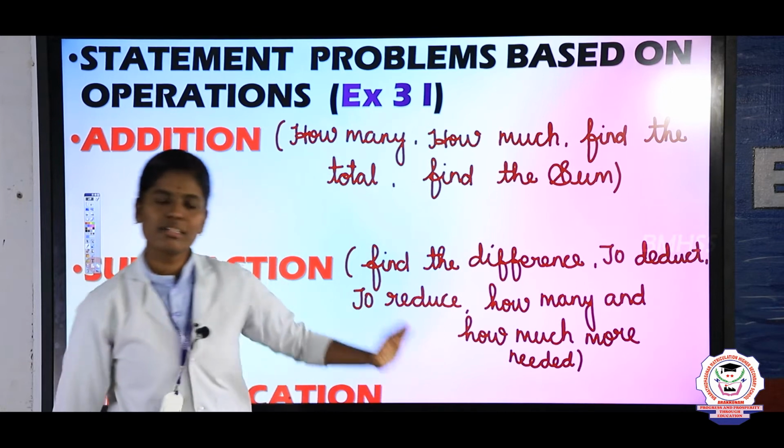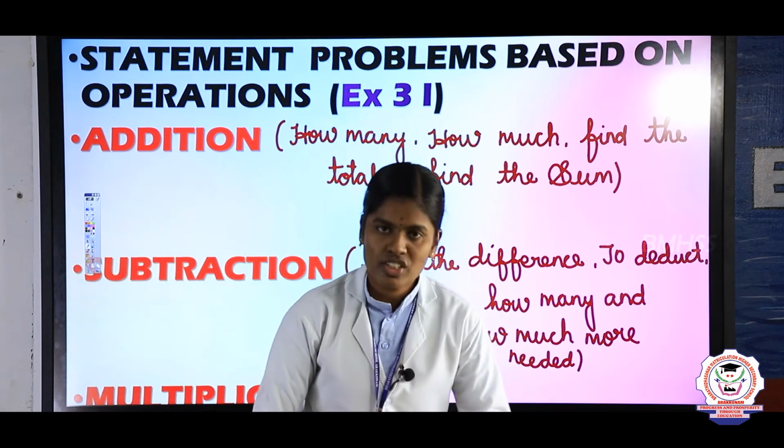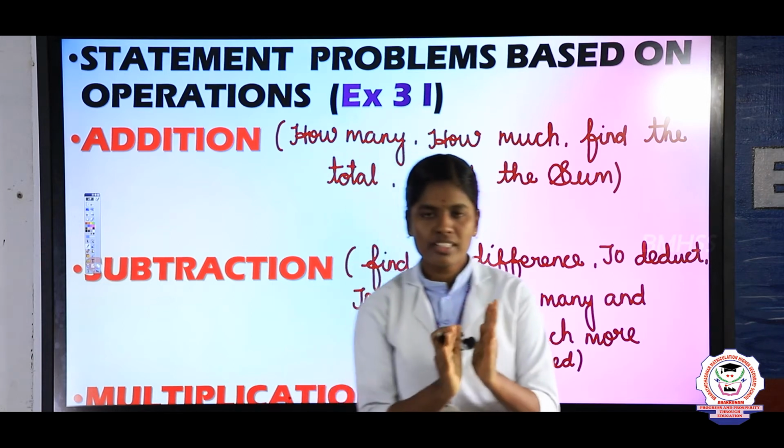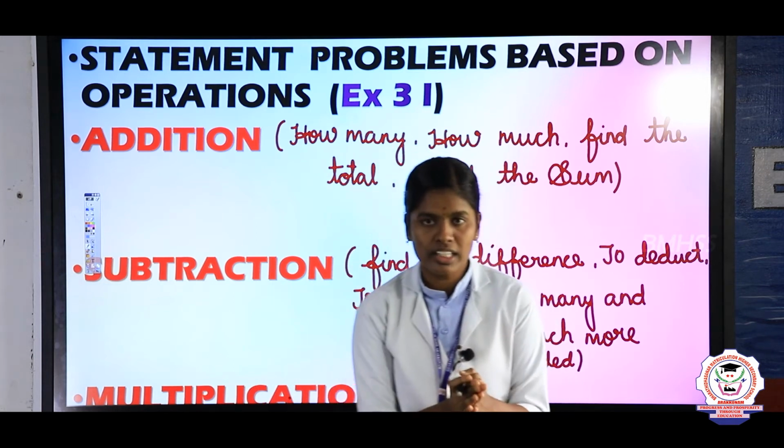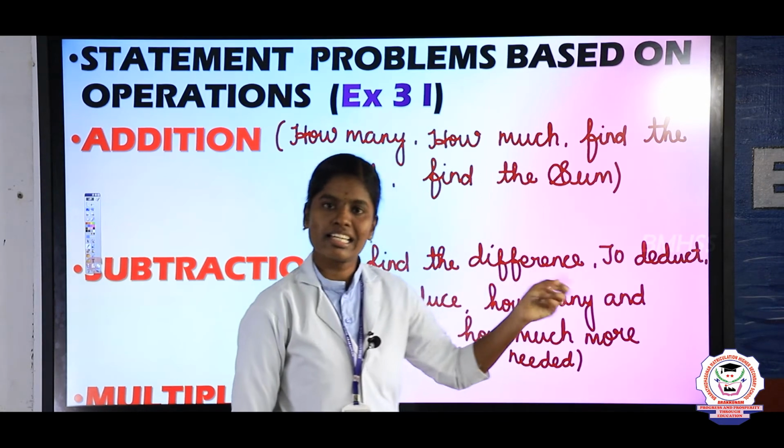The final one is multiplication. So how will we find a multiplication related statement problem? In the question itself they give the smaller quantity and they ask for the larger quantity. So we will see in the next example. Listen here.